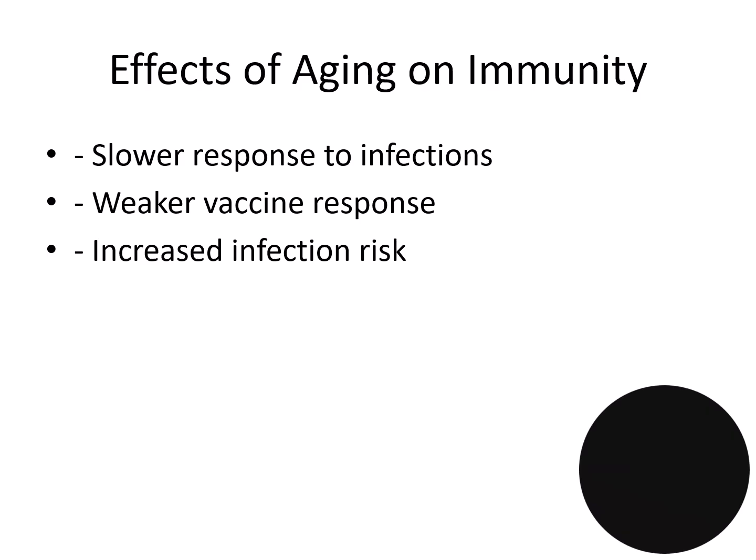As people age, their immune system becomes slower to react. This makes older adults more vulnerable to infections, and they may not be able to respond as strongly to vaccines. Prevention and early detection are key.